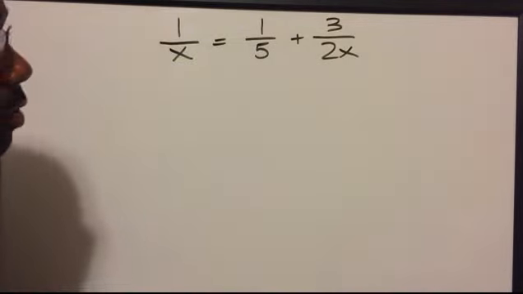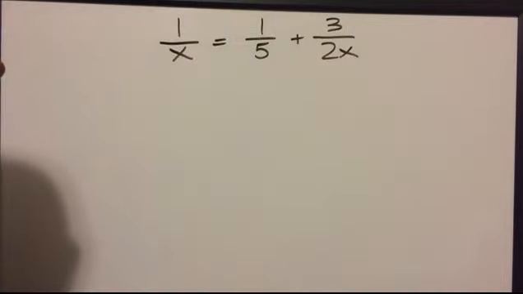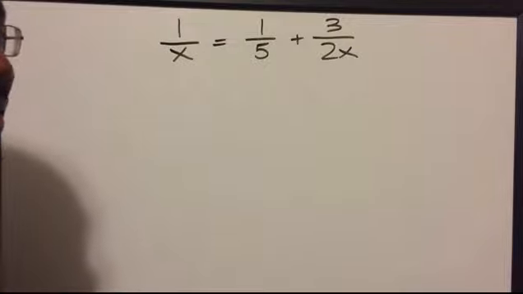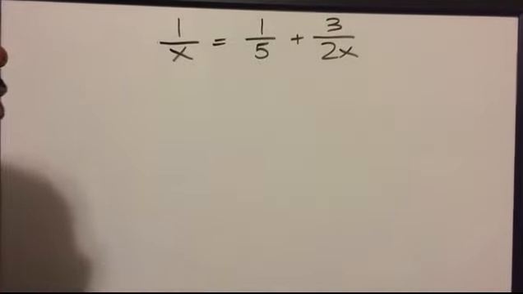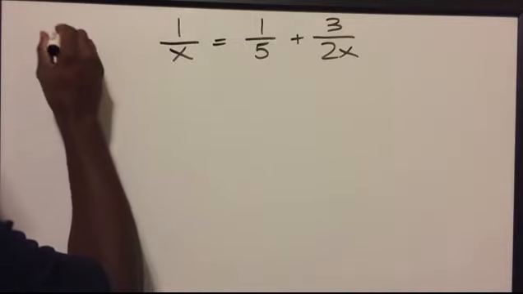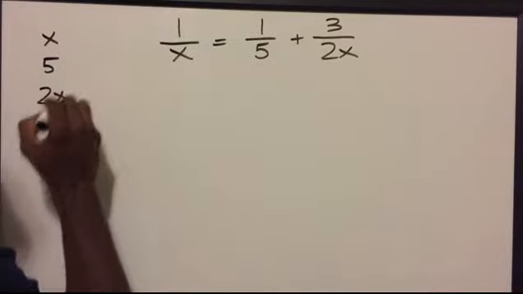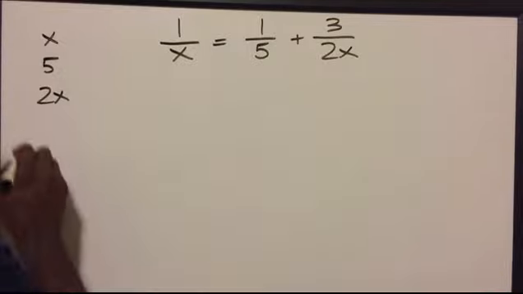First thing to notice here is that the denominators in each one of these are different. So we just can't add straight across. But if we find the least common denominator, that allows us to get rid of these denominators. Then we're just dealing with a linear equation. Because right now, the way that it's written, it's a rational equation. So what is the LCD of this? We have x, 5, and 2x as our denominators here. Well, the LCD is 10x.